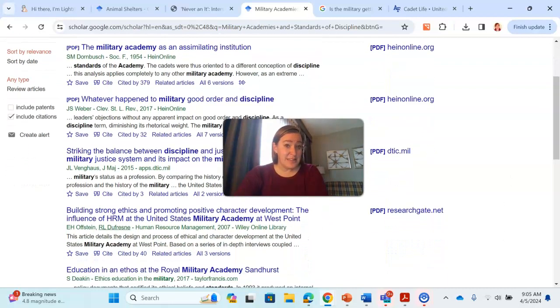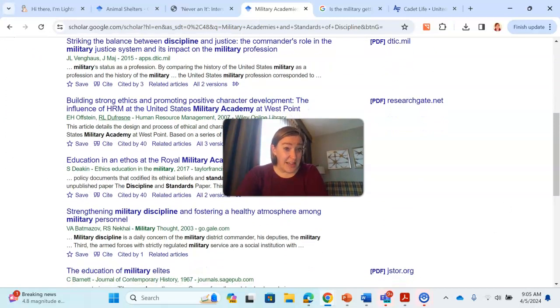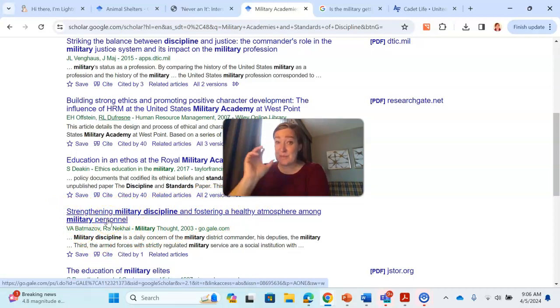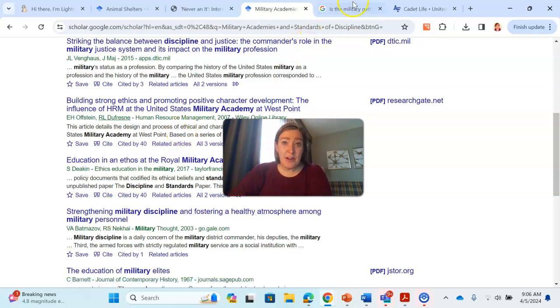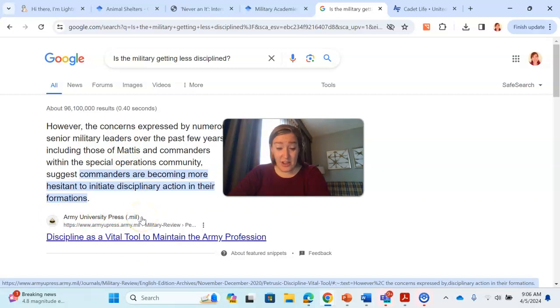We have things about discipline versus justice, how to strengthen, oh, this is interesting, strengthening military discipline and fostering a healthy atmosphere. So does military discipline have to get in the way of a good atmosphere? We can also go out to popular sources, such as Google, and ask a question like, is the military getting less disciplined? And we're going to find out that even people at Army University Press are talking about this topic.